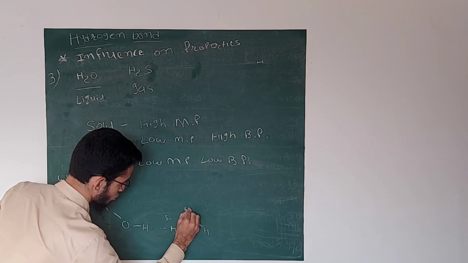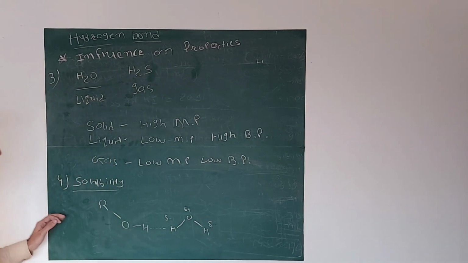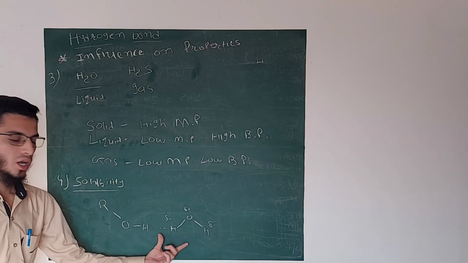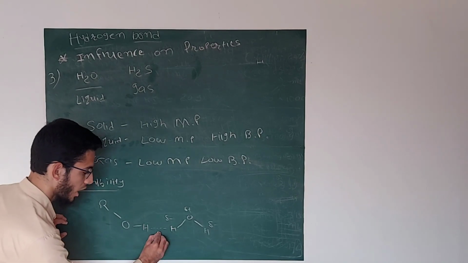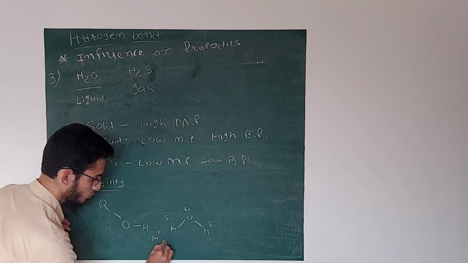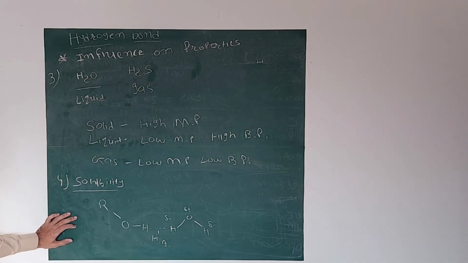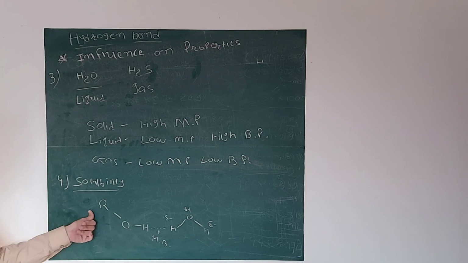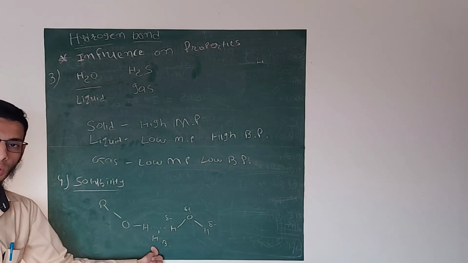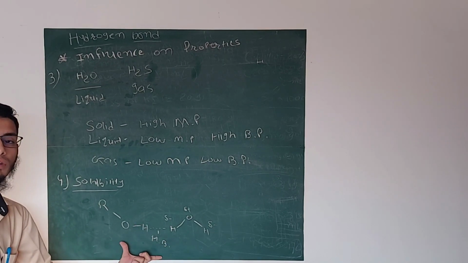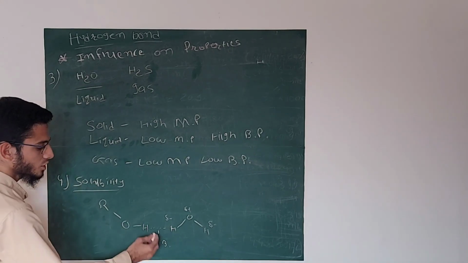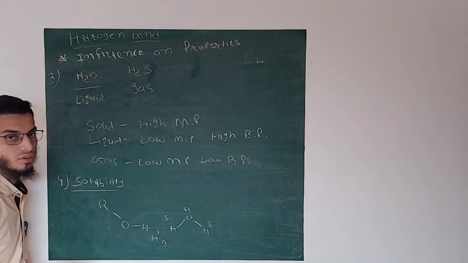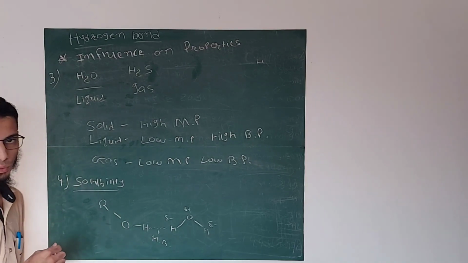I am not drawing the last structure. Here is the intermolecular hydrogen bond in this substance, so it has more solubility because of the intermolecular hydrogen bond. But remember, I already told you that as the chain length increases, the strength of hydrogen bond decreases, so the solubility will decrease. So the strength of hydrogen bond is very important for the physical properties.